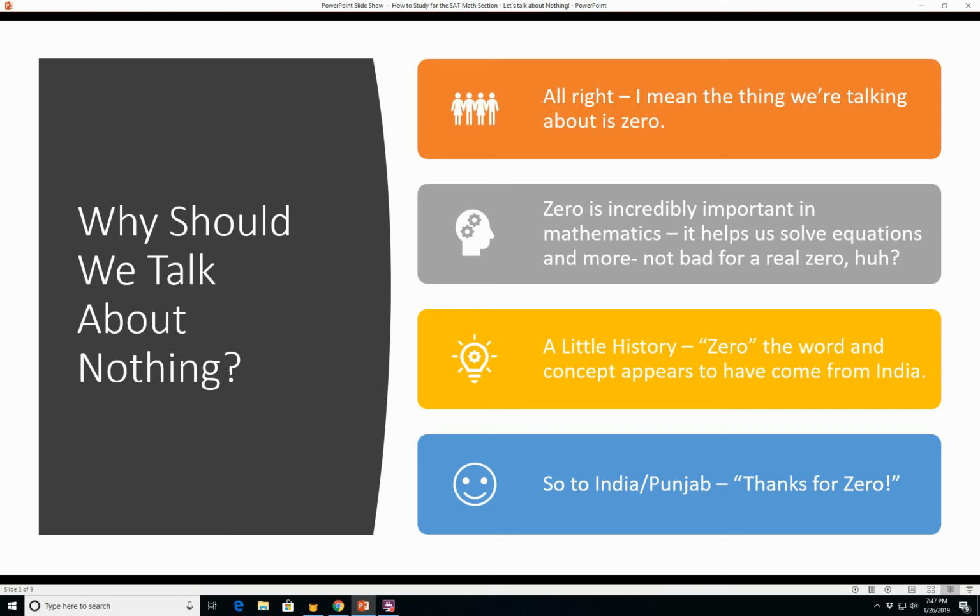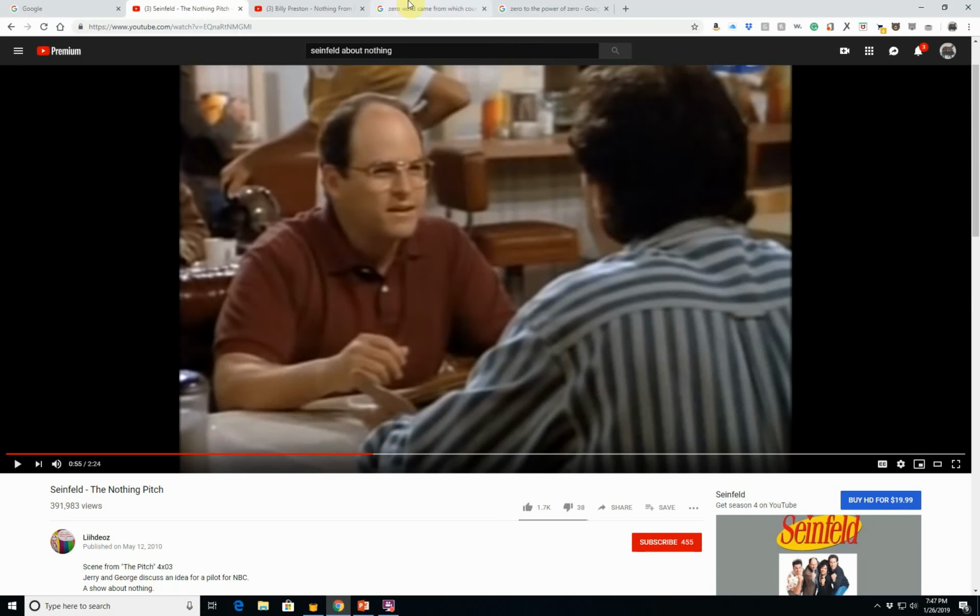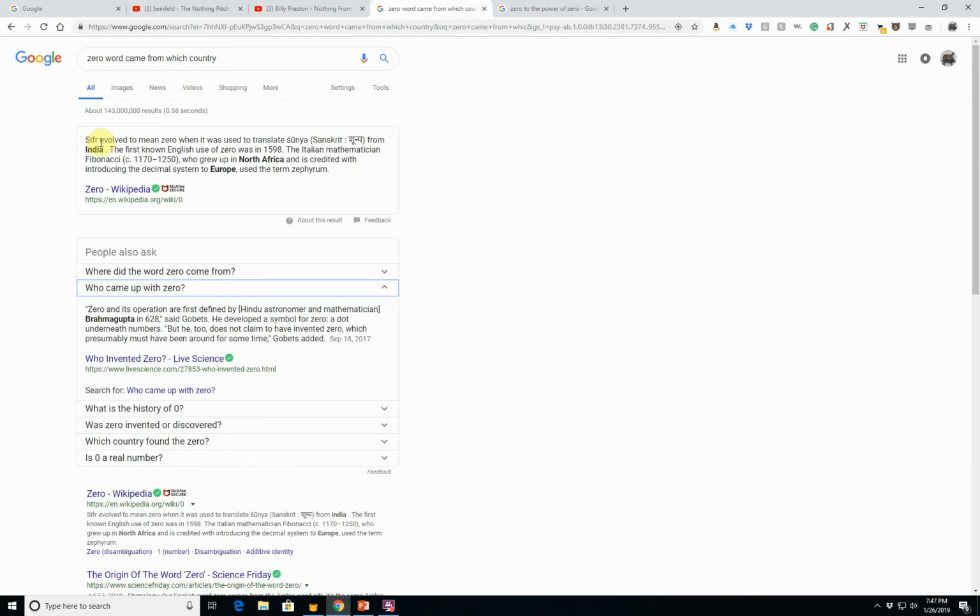A little history. Zero, the word and concept, appears to have come from India. As we can see here, Sifr evolved to mean zero when it was used to translate Sunya Sanskrit from India. So the first known English use of zero was in 1598. The Italian mathematician Fibonacci, who grew up in North Africa, is credited with introducing the decimal system to Europe, used the term Zephyrum.